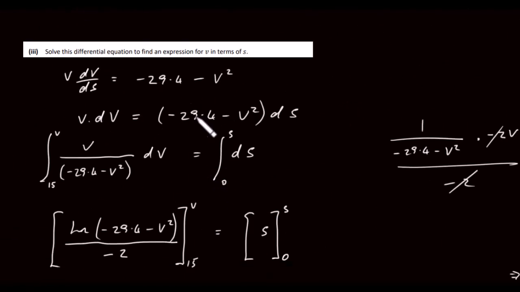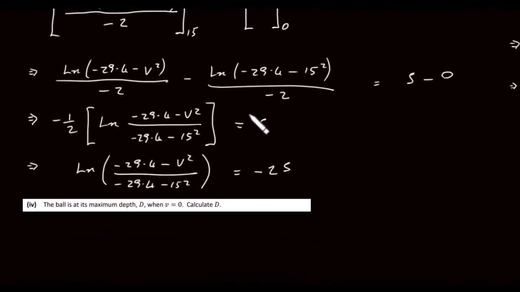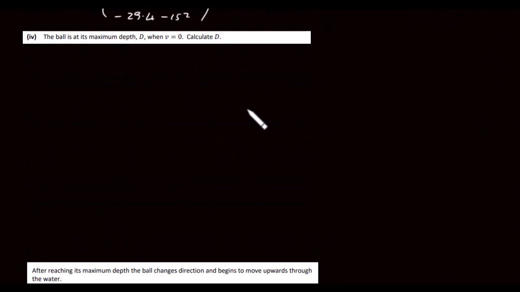Solve this differential equation to find an expression for v in terms of s. So we've done that. Okay, let's look at the next part of the question. The ball is at maximum depth d when v is equal to 0. Calculate d. Okay, so we have our expression for v here.